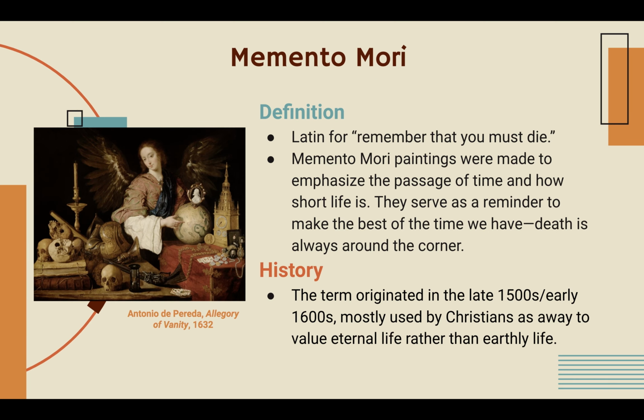So we're going to look at what Memento Mori means and where it started. The definition of Memento Mori is a Latin term for remember that you must die. Memento Mori paintings are made to emphasize the passage of time and how short life is. They serve as a reminder to make the best of the time that we have and that death is always around the corner. The history of Memento Mori starts around the late 1500s and the early 1600s, mostly used by Christians as a way to value eternal life rather than our earthly life.